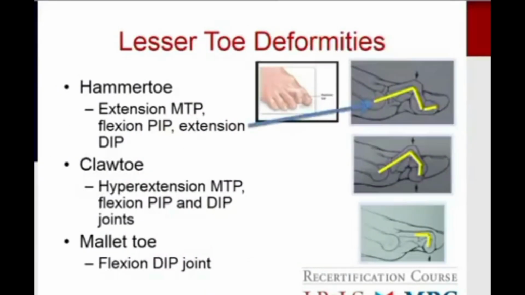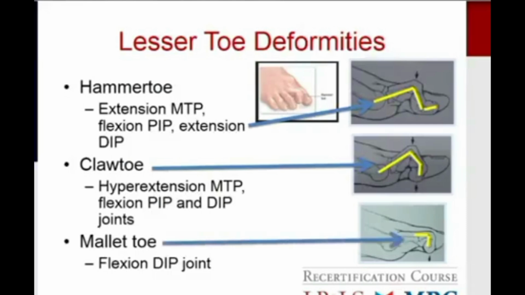Lesser toe deformities are those that we see, and it's simply rote memorization. A hammer toe deformity is extension at the metatarsal phalangeal joint, flexion at the proximal interphalangeal joint, and extension at the distal interphalangeal joint. The claw toe deformity is the same, except now we add flexion of the distal interphalangeal joint, and the mallet toe is isolated flexion of the distal interphalangeal joint.